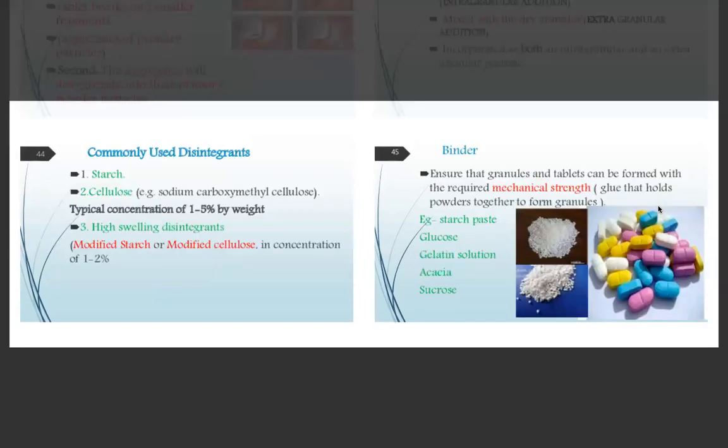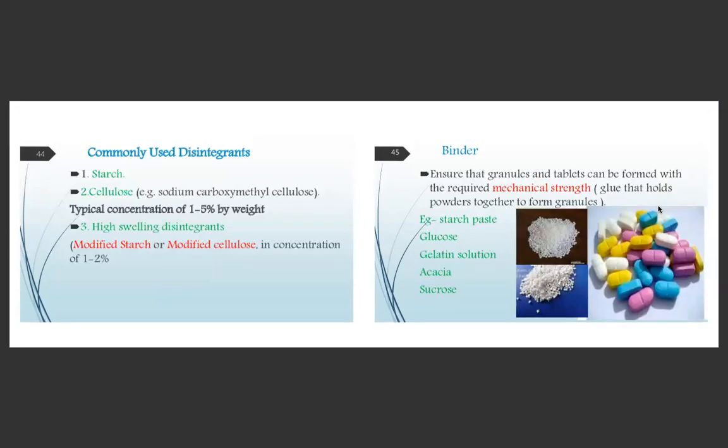So which are the commonly used disintegrants? Starch, cellulose, high swelling agents. See, starch can also be a binder. It also can be a disintegrant. Okay, so one excipient can have more than one property. So these are the examples. What should be the concentration if you are adding modified starch or cellulose? It should be a concentration of 1 to 2%.